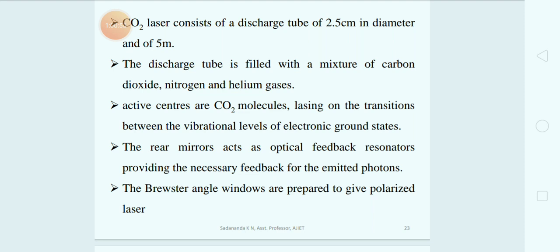This is because during discharge some of the carbon dioxide molecules break into carbon monoxide and oxygen. The hydrogen or water vapor additives help to reoxidize the carbon monoxide into carbon dioxide. And also the pressure inside the tube is approximately 6 to 17 torr.